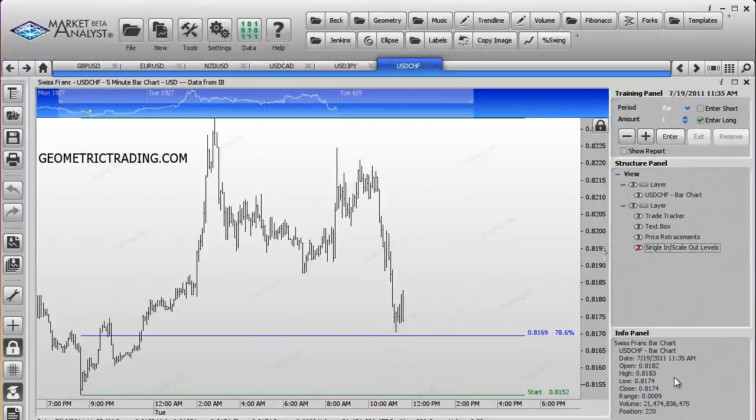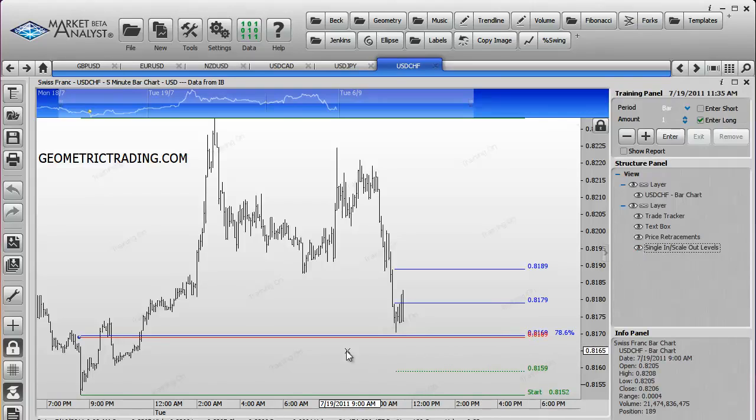In this example, we're going to be looking at a bullish Gartley pattern complete here at 78.6 at 81.69. This is a 5-minute dollar Swiss bar chart in Forex, and we're going to look at how to apply the single-in scale-out methodology here in Market Analyst. So the first thing we need to do is apply our single-in scale-out levels.